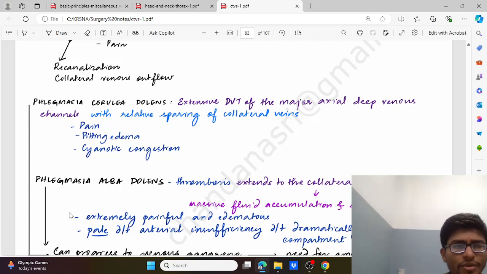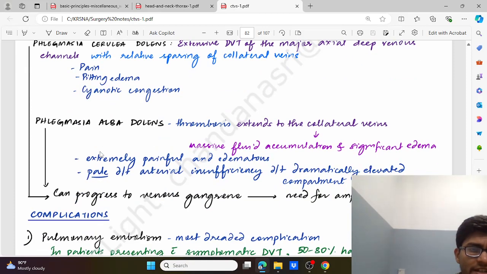Now we see some syndromes of this DVT, that is phlegmasia cerulea dolens, where there will be extensive DVT of the major axial deep venous system with relative sparing of the collateral veins. So in cerulea dolens, there will be sparing of the collateral veins. It will cause pain, pitting edema and cyanotic congestion.